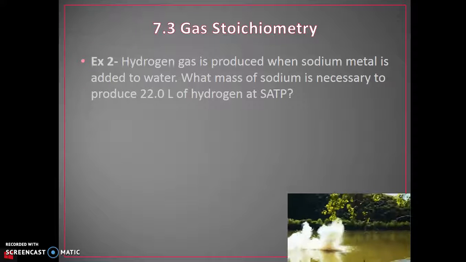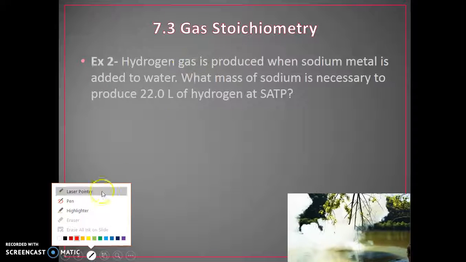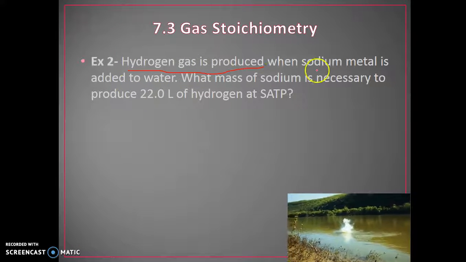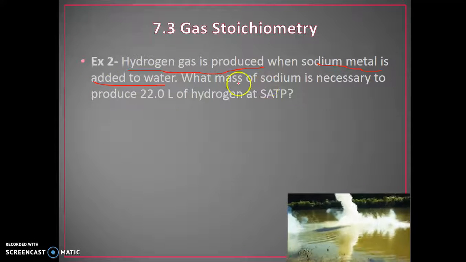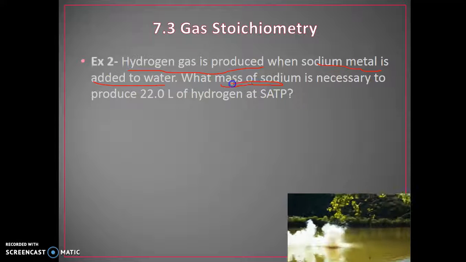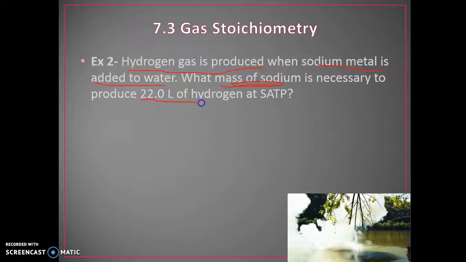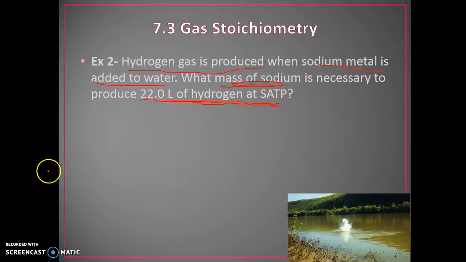Okay, example 2. Hydrogen gas is produced when sodium metal is added to water. What mass of sodium is necessary to produce 22 liters of hydrogen gas at SATP?